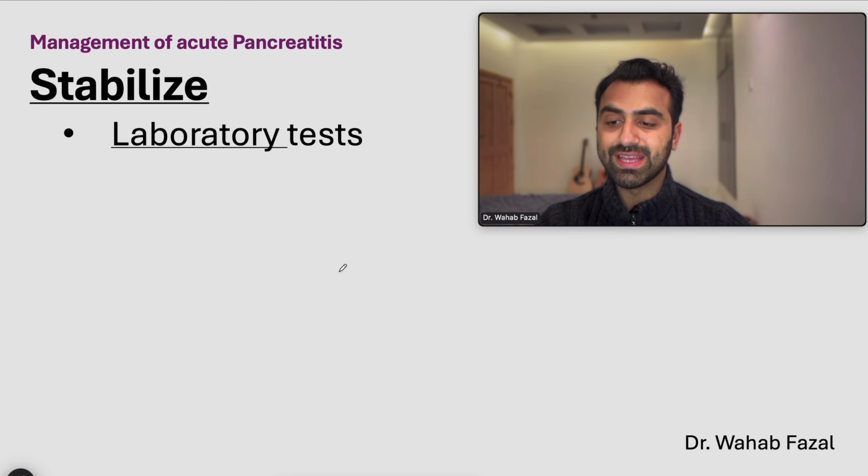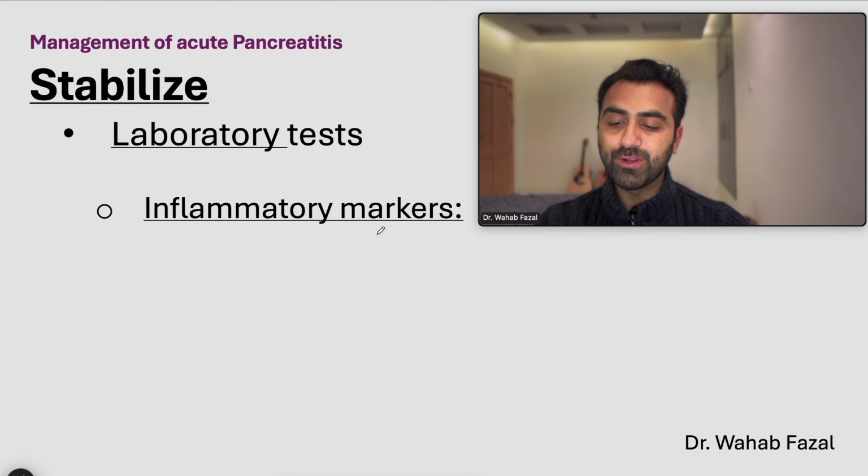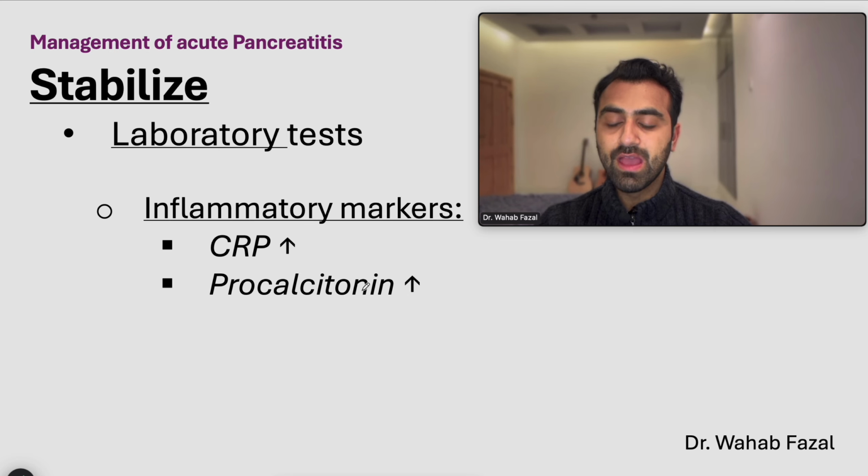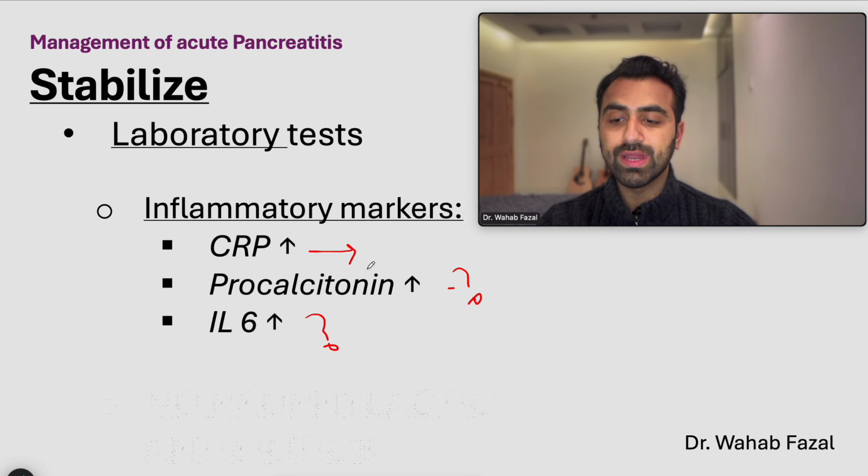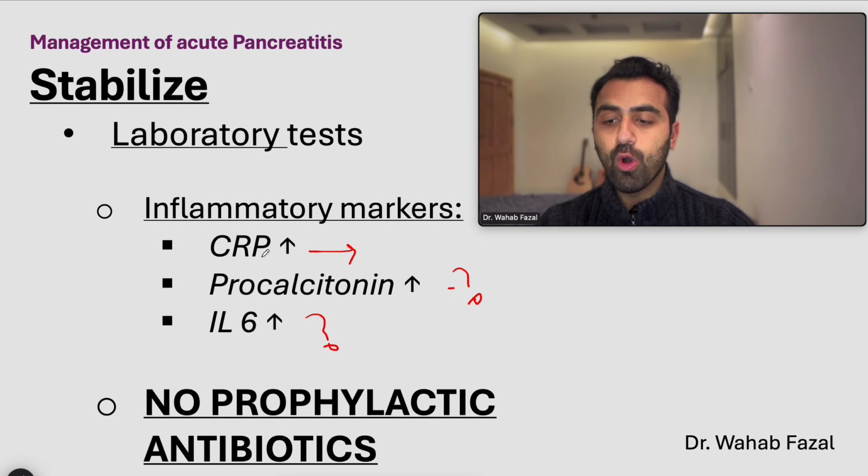What else do you need to send? You need to send some inflammatory markers, particularly CRP. Procal, you don't need to send right away. I'll tell you when to send Procal. You don't need to send IL-6 right away either, so you want to keep a question mark on this. For now, as soon as this patient walks into your ER, you would send CRP only, not Procal and IL-6. And I'll tell you when.